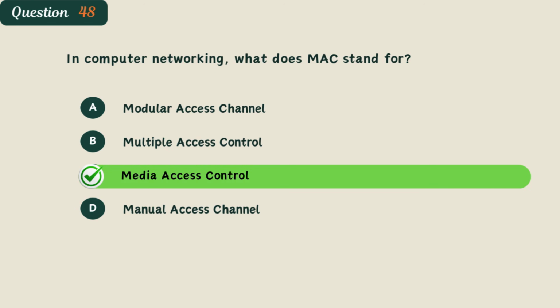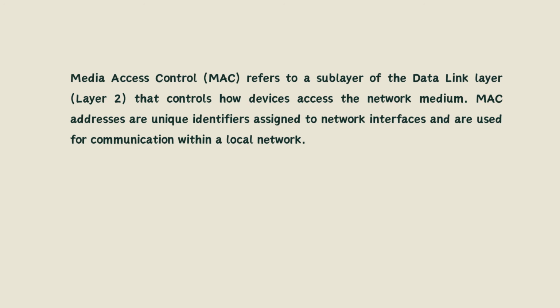Correct answer: C. Media Access Control. Media Access Control, MAC, refers to a sublayer of the data link layer, Layer 2, that controls how devices access the network medium. MAC addresses are unique identifiers assigned to network interfaces and are used for communication within a local network.